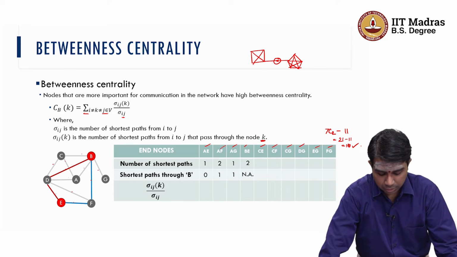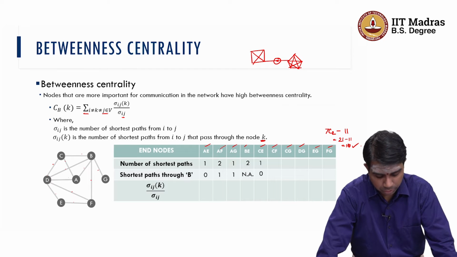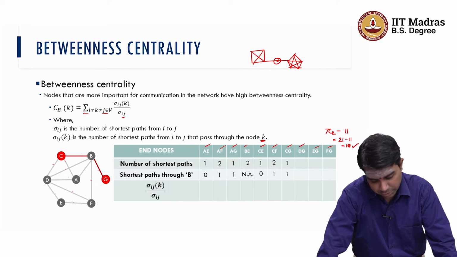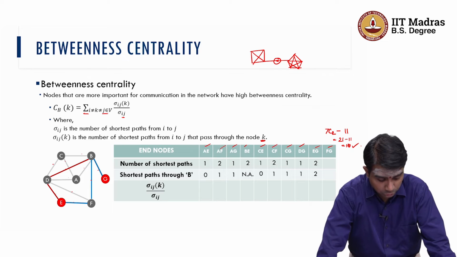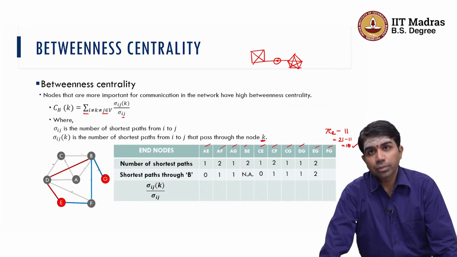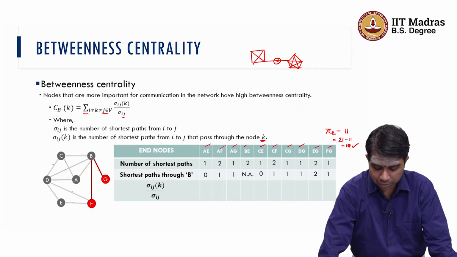So, that is not going to contribute anything, and then you look at CE where you have only one shortest path and none of it passes through B. For CF you have two shortest paths, one of which passes through B. For CG you have only one shortest path which does pass through B. For DG you have again one shortest path which does pass through B. And for EG you have two shortest paths, EDBG and EFBG, and both of them pass through B. And lastly for FG you have only a single shortest path which does pass through.